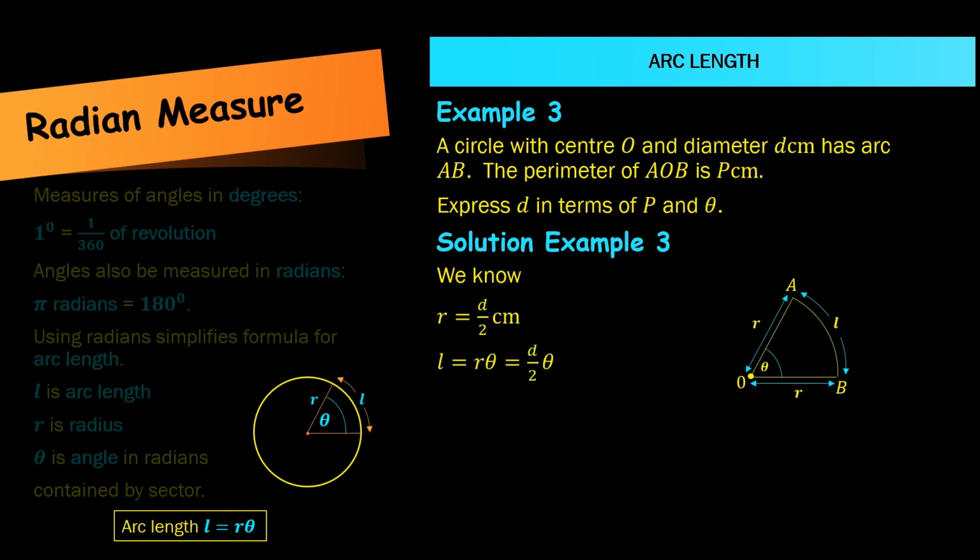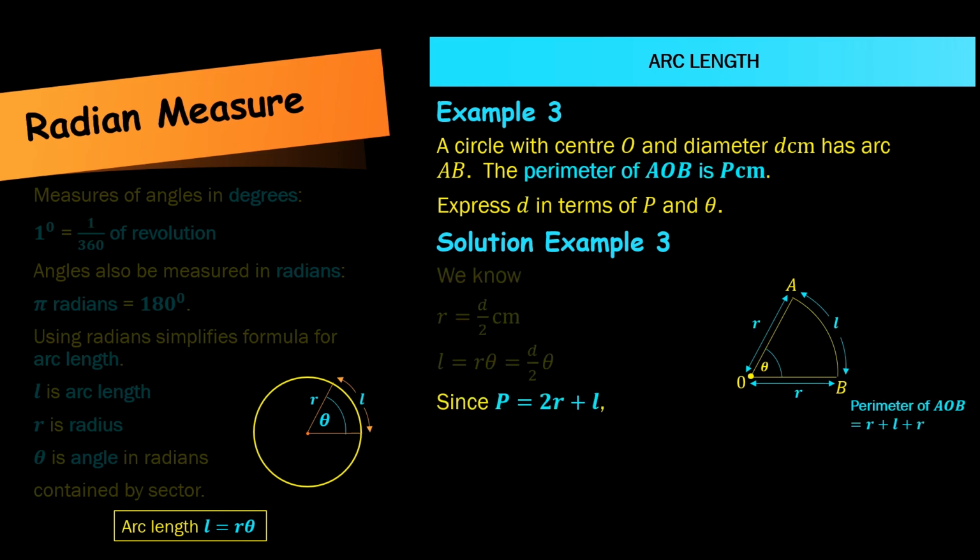Now the arc length is equal to r theta, as given by the formula. So if we plug in our value of r into this formula, we have that L is equal to d over 2 times theta. Now the perimeter of AOB is equal to p centimeters, and AOB, as we can see from the diagram, is equal to r plus L plus r, which is equal to 2r plus L.